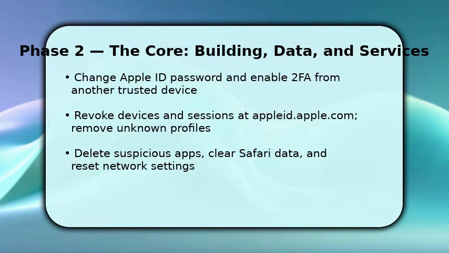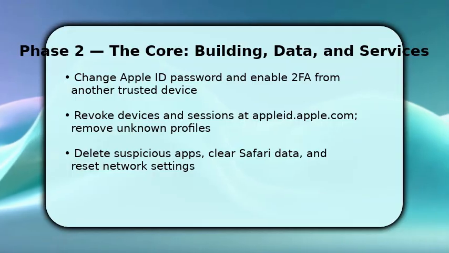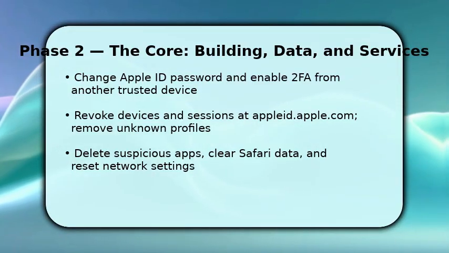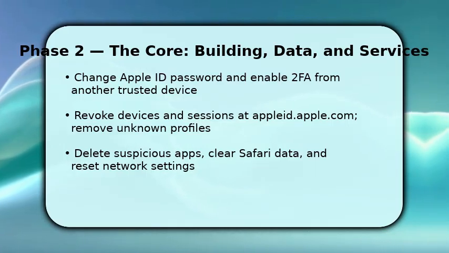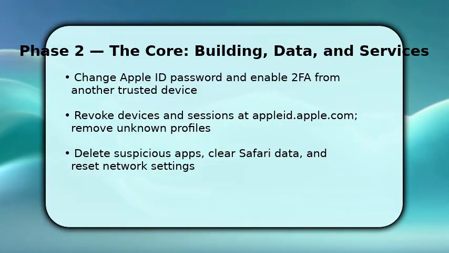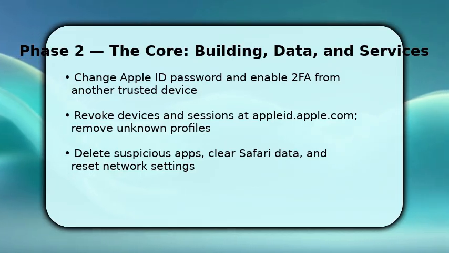You now secure account access. From a trusted device, change your Apple ID password and enable two-factor authentication so attackers can't re-enter. Then visit appleid.apple.com to revoke unknown devices and sign out all sessions. This blocks active tokens. Back on the iPhone, remove configuration profiles and uninstall any apps you didn't install.